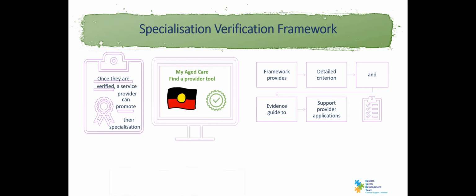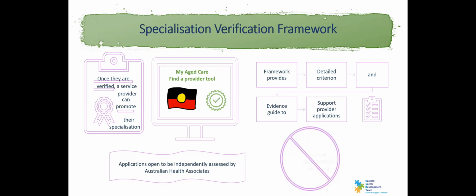And applications are now open for independent assessment, which is carried out by Australian Health Associates. And a really important thing, if you currently have a specialisation claim on your My Aged Care, if it is not verified, it will be removed by early 2023. So if this is something that is important to you, and we hope that it is, we really encourage you to look into the specialisation verification framework and how you can meet the necessary criteria.